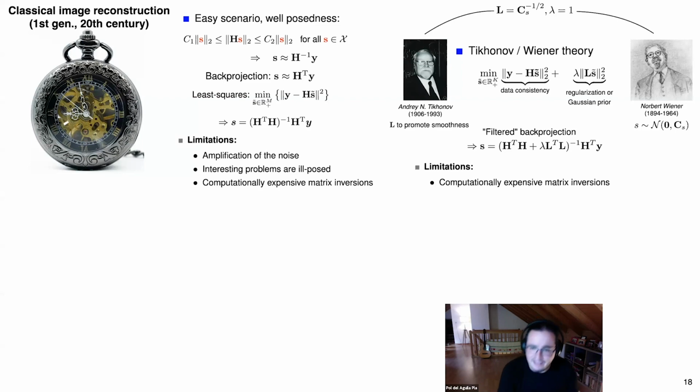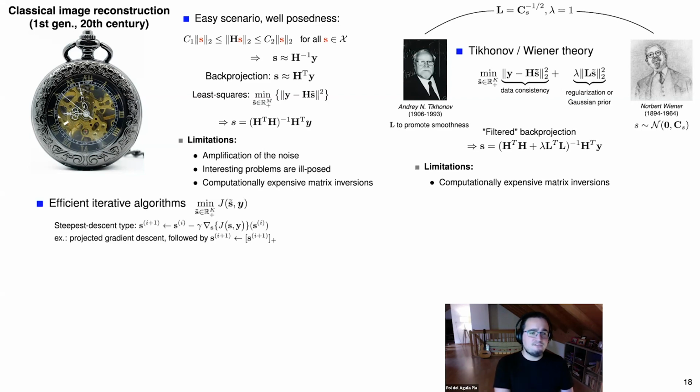Limitations of these approaches are, yet again, that if we were to implement them in this manner, matrix inversions are computationally expensive. Therefore, we need efficient iterative algorithms that solve this problem. In particular, because we're doing image processing and the size of the variable is really large, one would usually resort to steepest descent type algorithms. For example, projected gradient descent, which simply does a gradient descent step and then projects to the non-negative part by putting to zero those coefficients that have turned out to be negative after the gradient step.